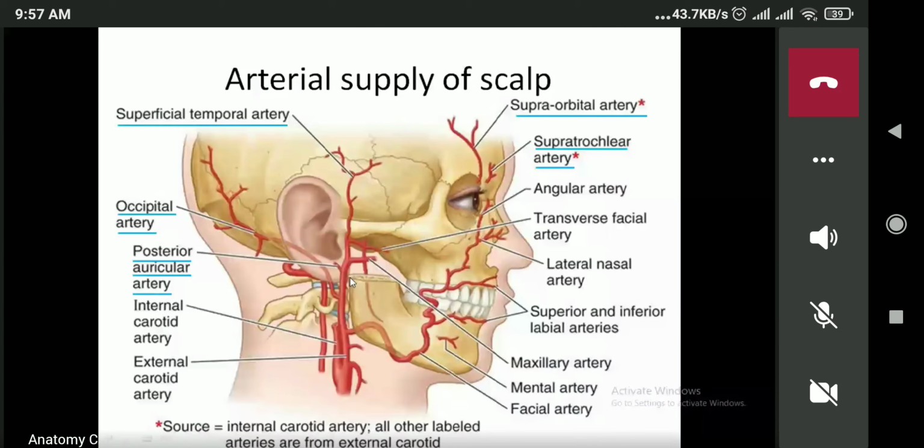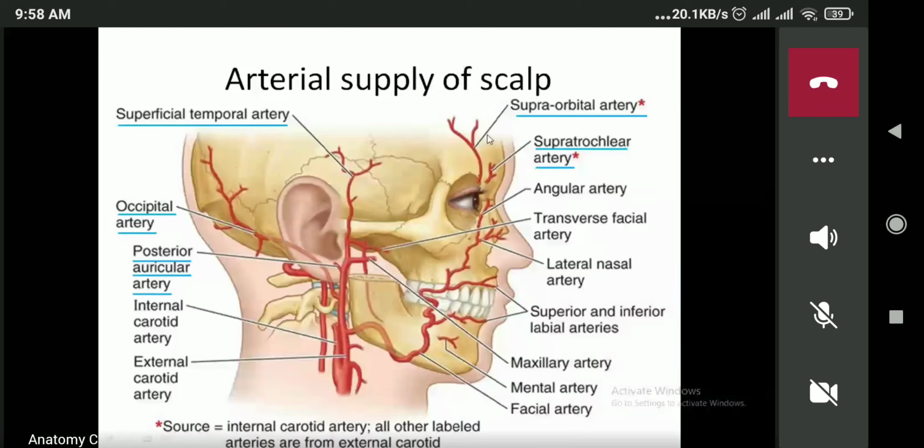Then the two arteries that lie behind the auricle are the posterior auricular artery and the occipital artery, which are also branches of the external carotid artery. So among these five sets of arteries supplying each half of the scalp, supratrochlear and supraorbital are branches of the internal carotid artery, while superficial temporal, posterior auricular, and occipital are branches of the external carotid artery. So the scalp is a site of anastomosis between the internal and external carotid arteries.